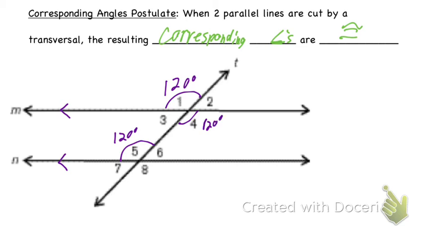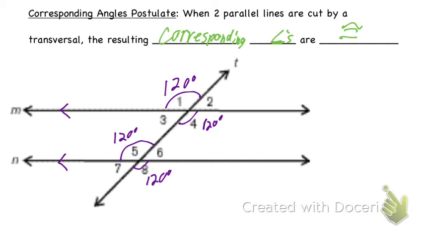Dylan, give me another angle we could know. Angle 8. How could we know angle 8? Because it's the same as angle 5. They're vertical angles, so they are congruent. Now wait, could we also know angle 8 because we know angle 4? They're corresponding angles, and corresponding angles are congruent because those lines are parallel.